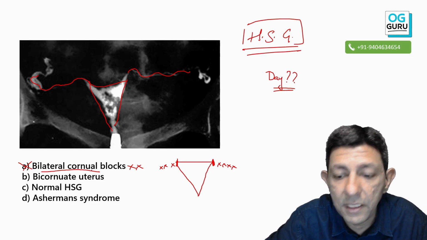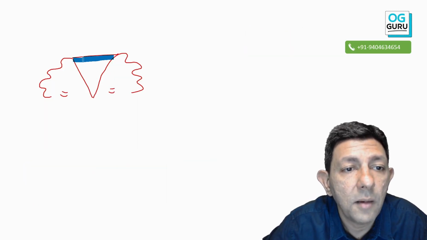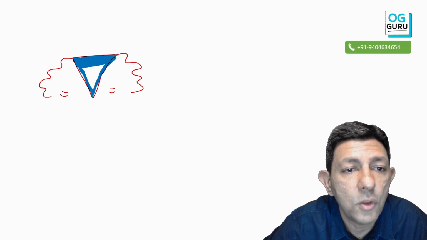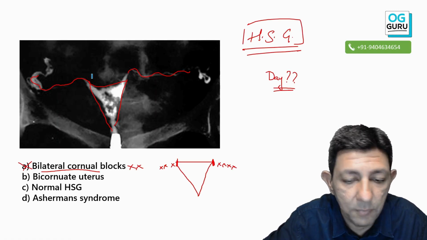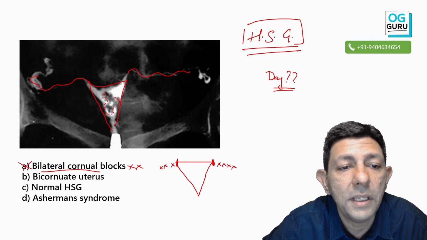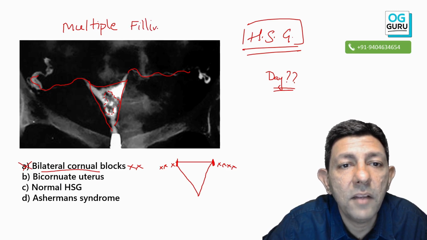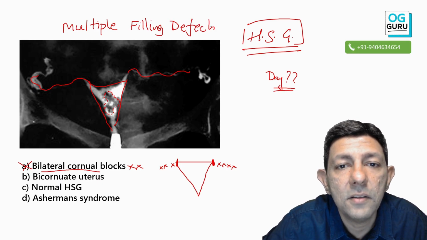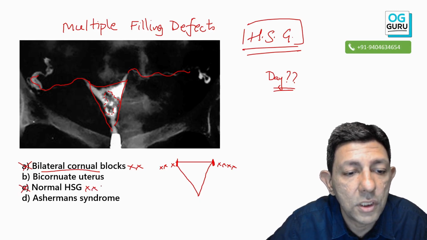Now over here, please understand this. What should a normal HSG be like? The normal HSG shows complete opacification. There should not be any filling defects. The uterus is well opacified in a normal HSG. It should look like this. Now here if you focus, my dear students, what is it? Yes sir, there are multiple filling defects. That is the main part of this HSG. So it is not a normal HSG.